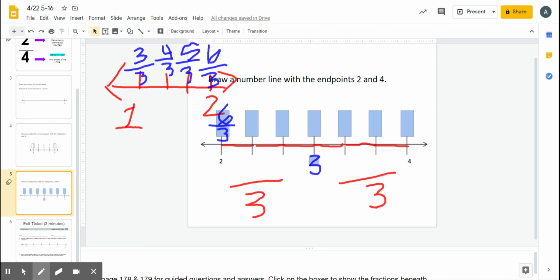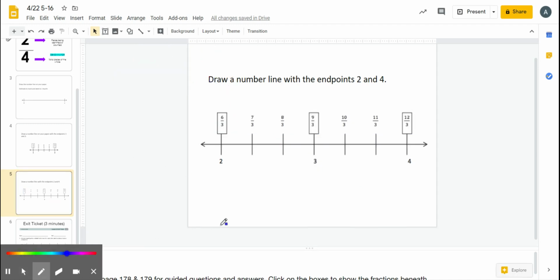Pause the video now and see if you can do this on your own. So now that we finished our number line, we have a number line that looks like this. Our 2 is 6/3, the next one 7/3, the next one 8/3. Then we have 3, which is equivalent to 9/3. These are the same. Then you have 10/3, 11/3, and then 4 wholes or 12/3. Notice that each time we move up by 1/3, the denominator is still the same. It stays as 3 because our number line is still broken up into thirds. So no matter what, our denominator is going to be 3.